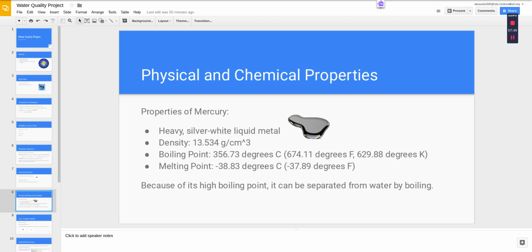Mercury is a heavy silver-white metal that is liquid at room temperature. It has a density of 13.534 grams per cubic centimeter, a boiling point of 356.73 degrees Celsius, and a melting point of negative 38.83 degrees Celsius. Because of its high boiling point, it can be separated from water by boiling.